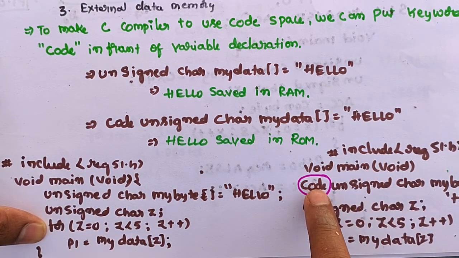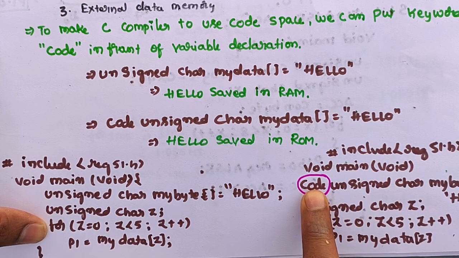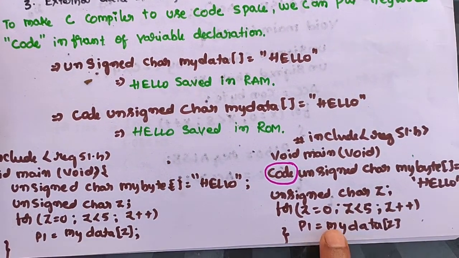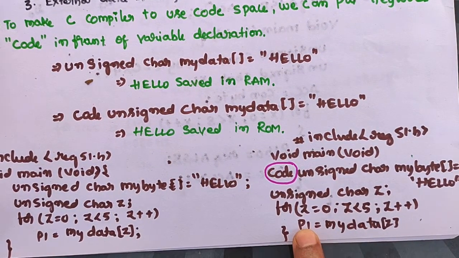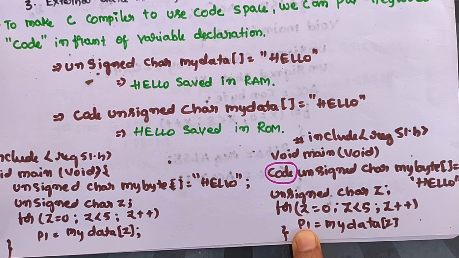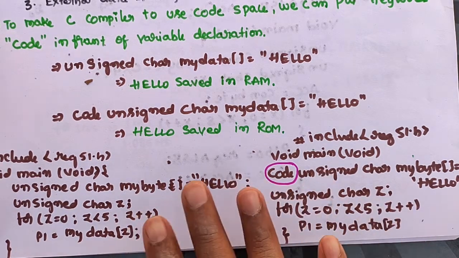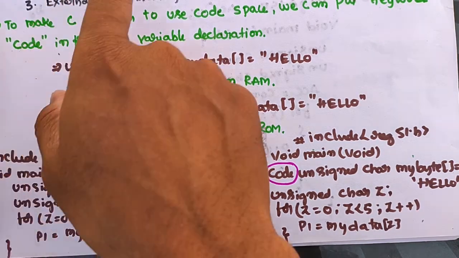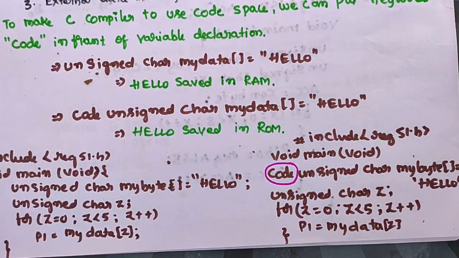In the same program, if I insert code before unsigned char, it will store the hello data in code memory, that is ROM. So this is the difference. Only one keyword, the code keyword, is used to access ROM memory.